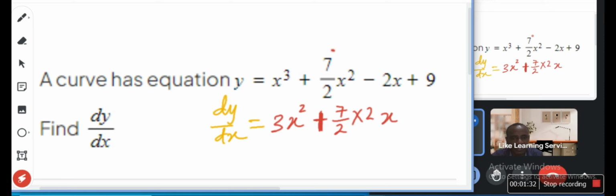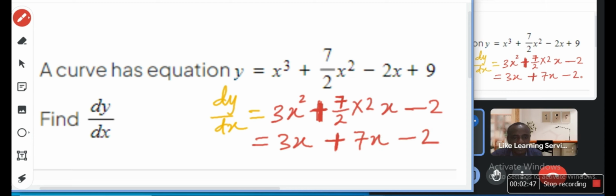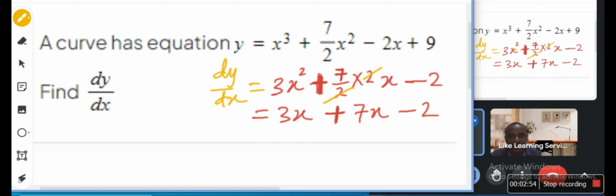So 2 times 7 over 2 gives 7, because the 2 cancels out. Then the power 2, you subtract 1 from it. So minus 2x. Differentiate minus 2x, what do we get? Minus 2. And 9 clears out. So on the Jamboard, we have 3x squared plus 7x minus 2, because the 2 crosses out the other 2. So that's dy over dx.